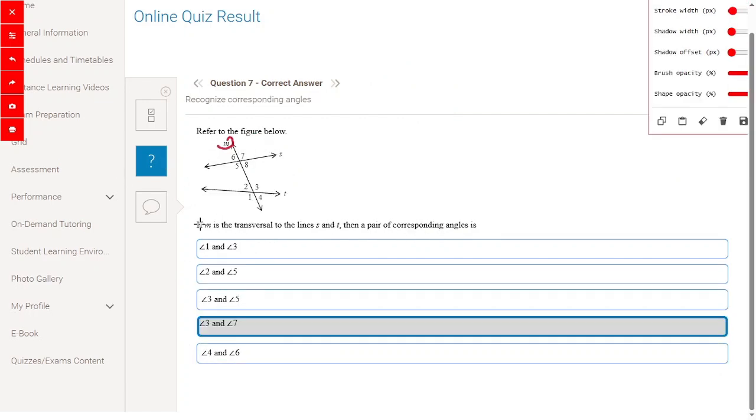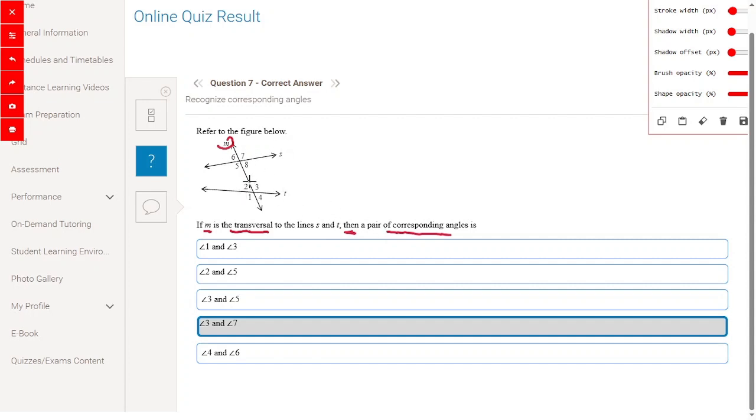Refer to the figure below. We have this figure, where M is a transversal to the lines S and T. Because M is a transversal to lines S and T, the angles will have a relation between each other. But here he wants to ask about corresponding angles. Corresponding angles means one interior angle with an outside exterior angle on the same side. So let's see which angles are corresponding here.